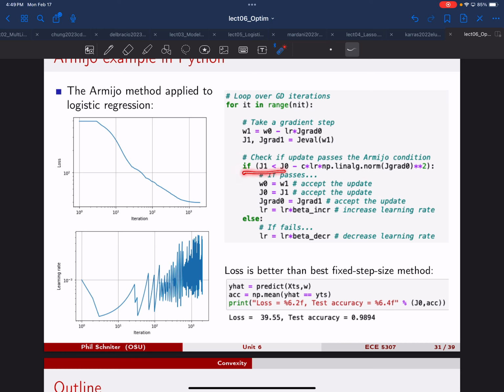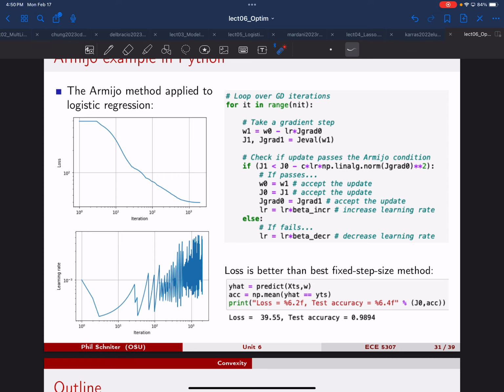And if this passes, then we accept the update, meaning W0, the main iterate, is set to the tentative one. The cost is set to the tentative one. The gradient is set to the tentative one. And the learning rate is increased a tiny bit. But if it fails, then we basically don't use any of these new parameters. All we do is decrease the learning rate, and we come back and try again, using the same value of W0.